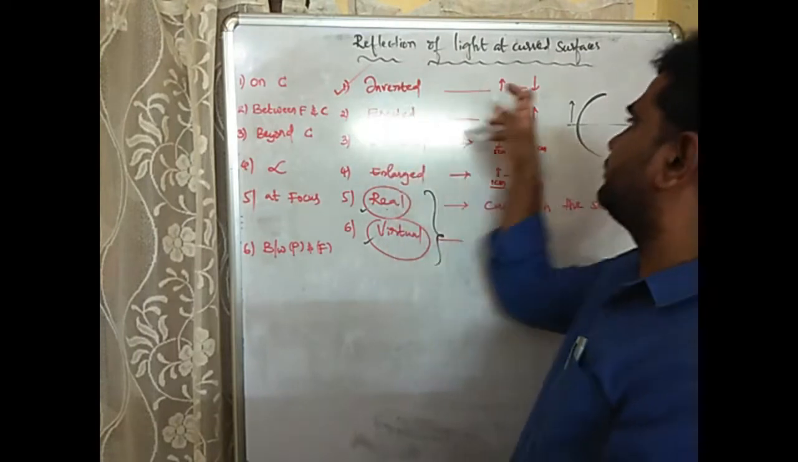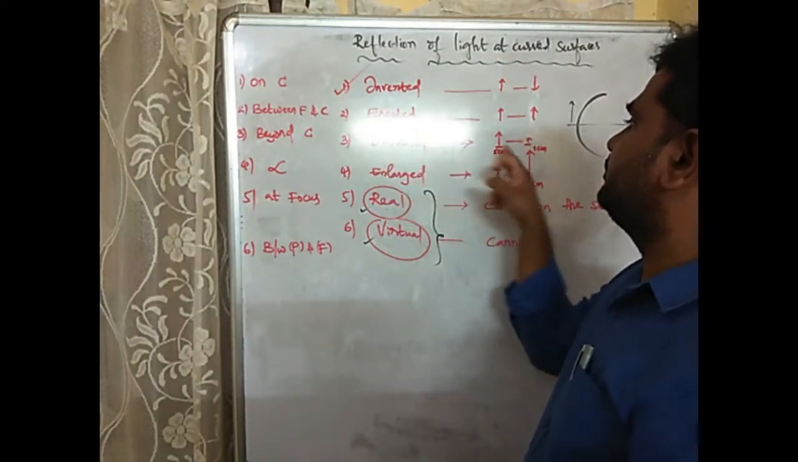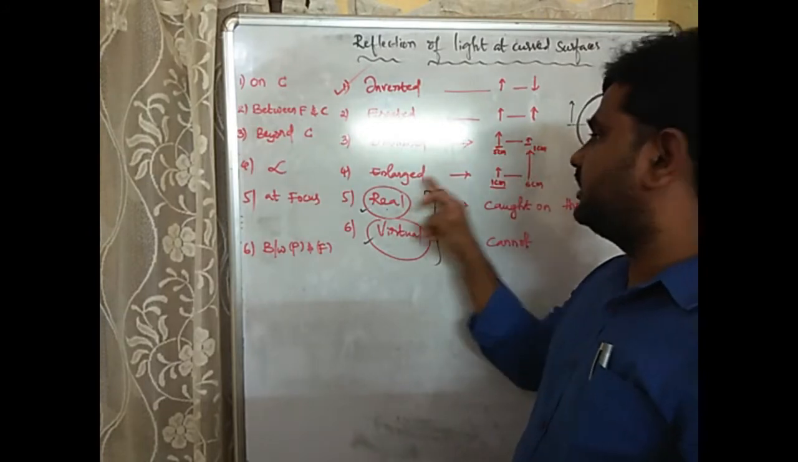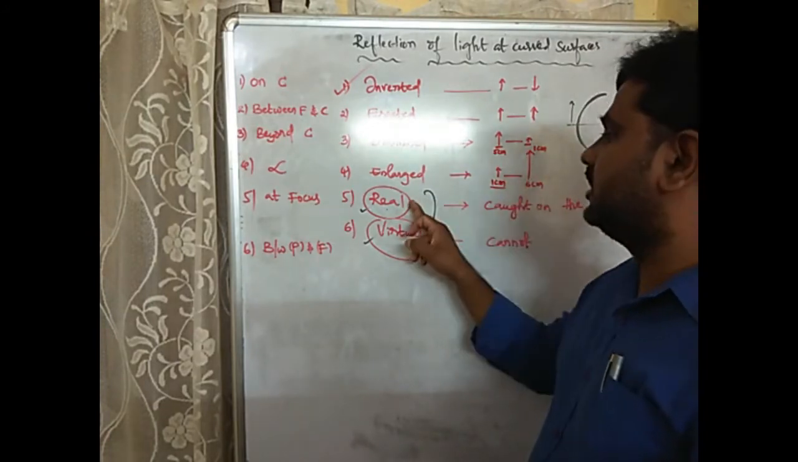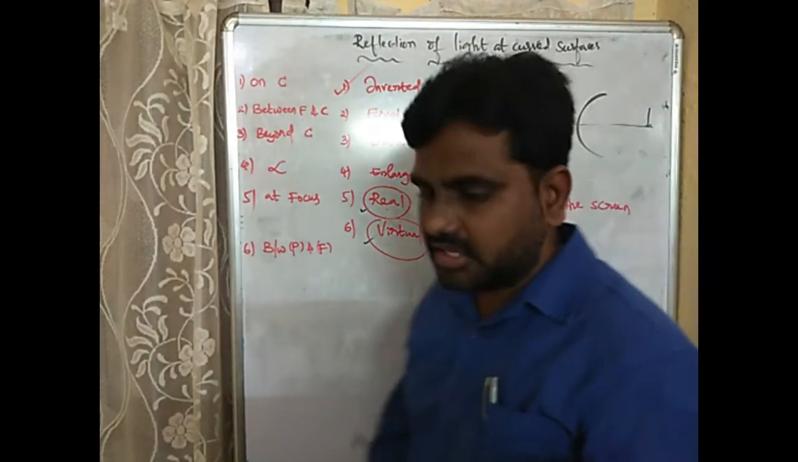First thing is inverted, which means reversed. Erect means the same, like in the upward direction. Diminished means the size is decreasing. Enlarged means the size will increase. Real can be caught on the screen, whereas virtual cannot be caught on the screen.